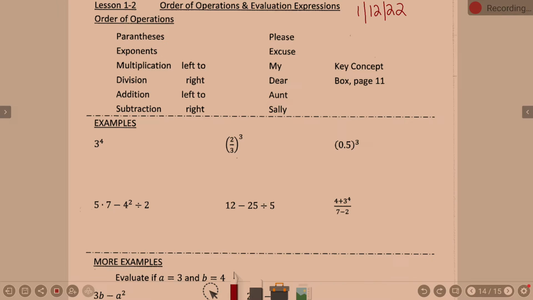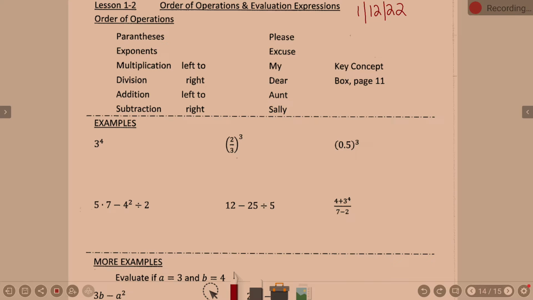You guys probably don't use that as much anymore, do you? Some of you do. Anytime you hear me refer to my Aunt Sally, I don't actually have an Aunt Sally, but I'm referring to order of operations. And this tells us what order we're going to do things in. Okay, when you're given a math problem, this is your master set of rules that we always follow.